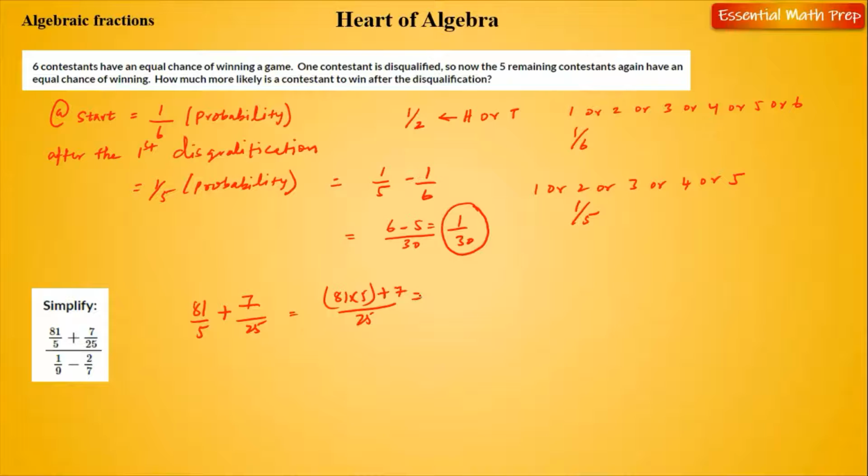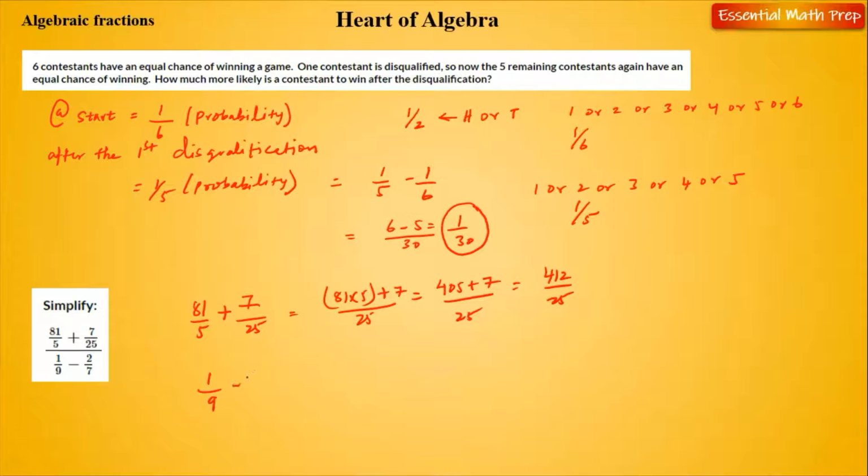This problem, I think, is part of the calculator use section. So I'm going to use the calculator here. I'm not a math genius, so I'm just not going to be able to do these maths in my mind. So it's 405 plus 7 over 25. That's 412 over 25. Let's do the denominator.